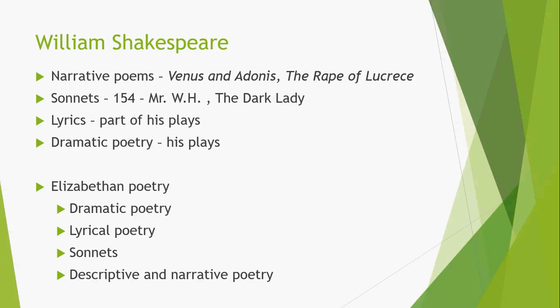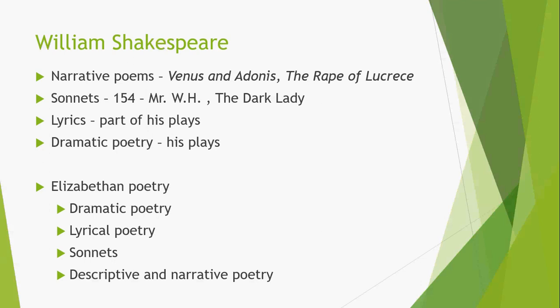The sonnets came to England from Italy. We have the Petrarchan sonnets that are divided into the octave and the sestet, and then we have the Shakespearean sonnets that are divided into 3 quatrains of 4 lines each and a concluding couplet.